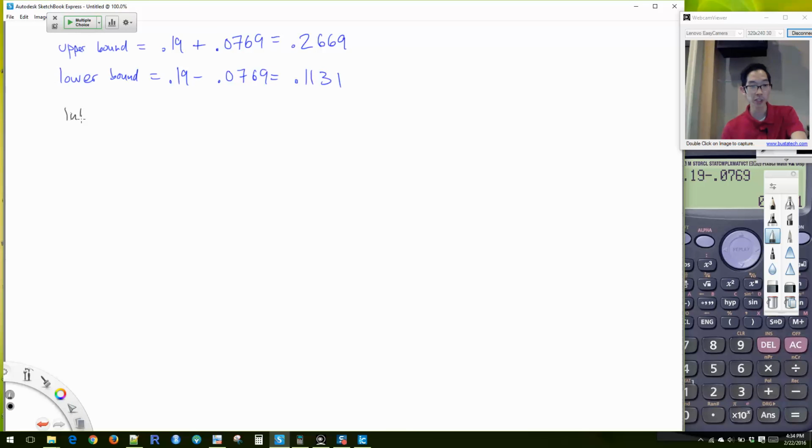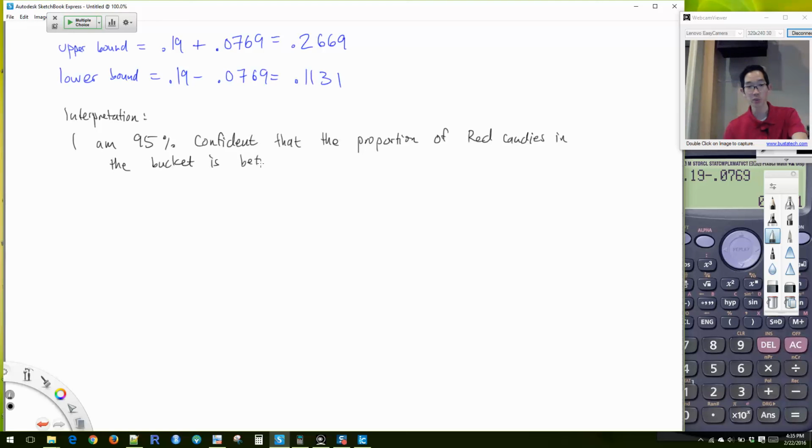And so our interpretation will be, I am 95% confident that the proportion of red candies in the bucket is between basically 0.1131, 11%, and 27% essentially. Okay.